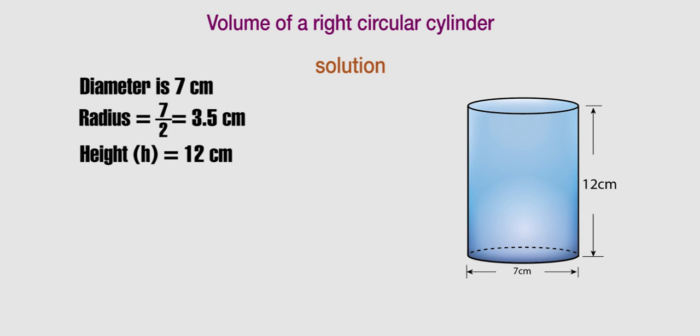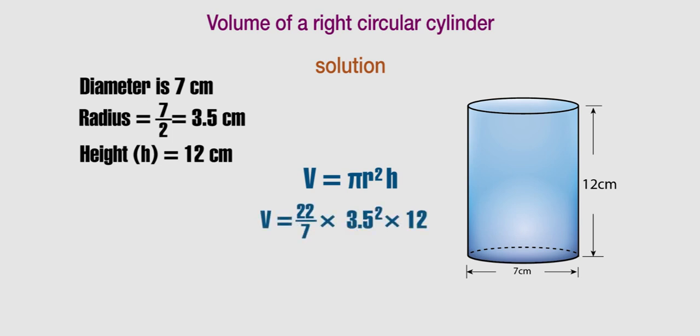Therefore, if you do the substitution, then we have V equals pi r squared h. So we are going to have V equals 22 over 7 multiplied by 3.5 squared multiplied by 12. Simplifying that, we have V equals 462 centimeters cubed. Therefore, the volume is equal to 462 centimeters cubed. I hope that was very easy.